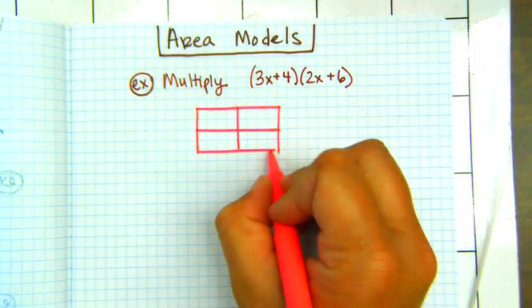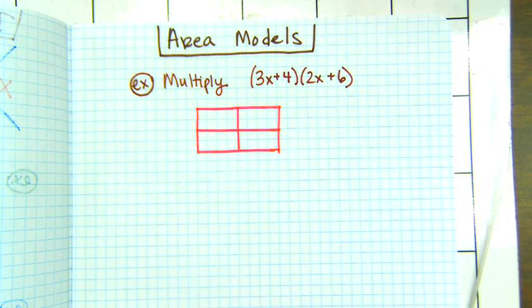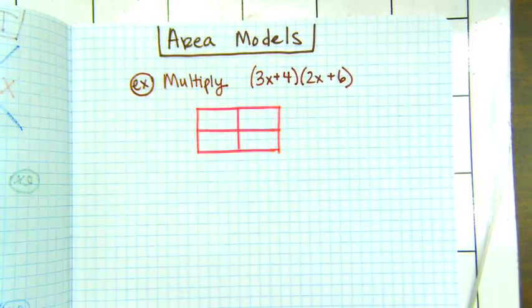And generally speaking, we're going to cut that rectangle into 4. Sometimes we cut it into more. Most of the time we're going to cut it into 4 though. It's called an area model because you're finding the individual areas of each part of that and then you're going to add them together. That's why it's called an area model.